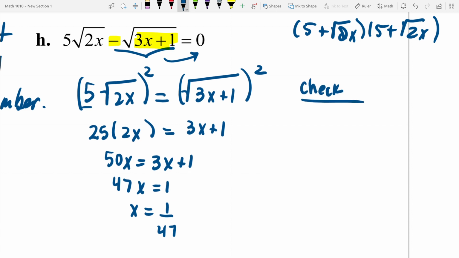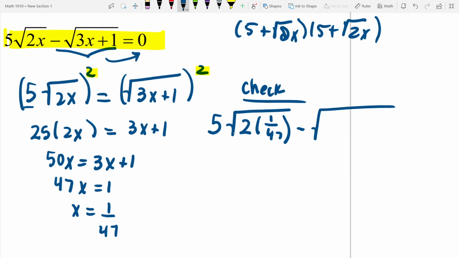I do have to check it. The reason I have to check it is because I even powered both sides. So remember, when you check, you always check from the very beginning equation right there. Okay? So everybody go 5 times the square root of 2 times 1 over 47 minus the square root of 3 times 1 over 47 plus 1 equals 0.